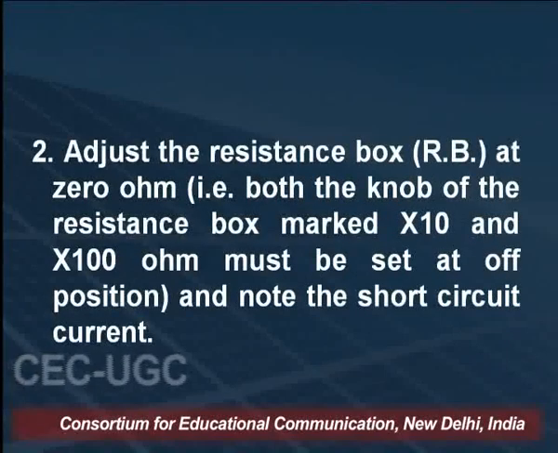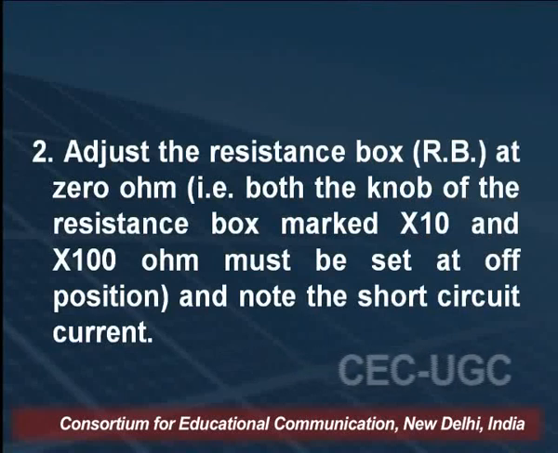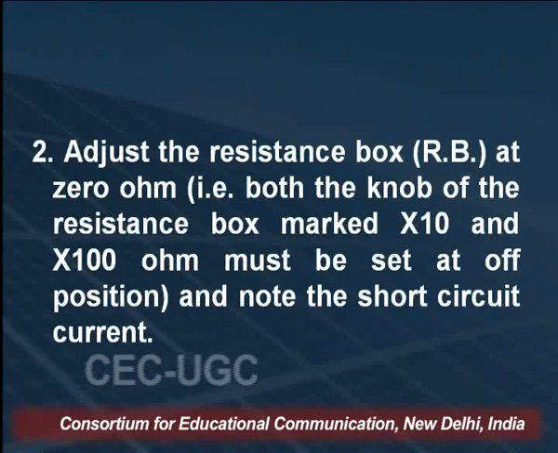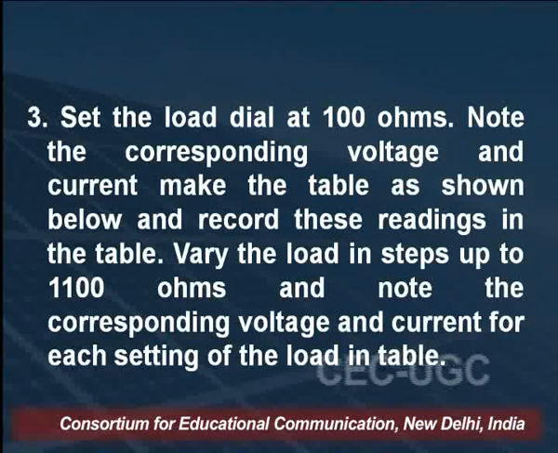Then adjust the resistance box at 0 ohm. Both the knobs must be at 0. It may be of the x10 or x100 and it must be 0, and we note the short circuit current. That will be the maximum value of the current. Then the next step, we set a load, we increase the load approximately 100 ohms.